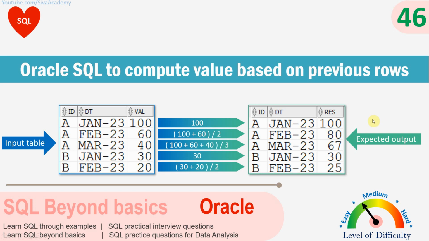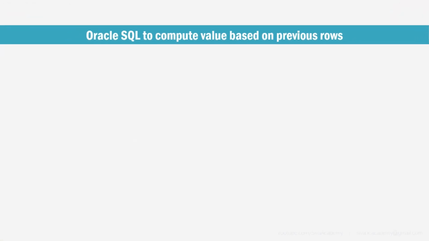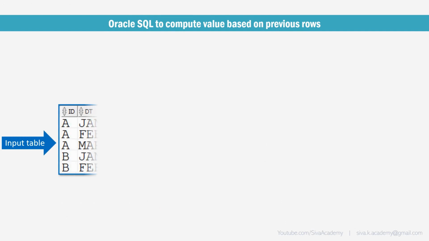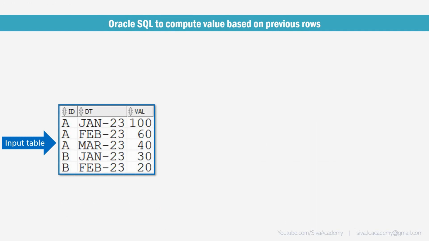Here is a slightly different question that I have received from one of the subscribers. First let me explain what the question is about, then I will show you how to resolve this problem statement using SQL. So we are provided with a table which contains three columns: ID, date and a value. Though this is a date, it is not a proper date value which is stored in this column. Instead we have just a month and a year here.